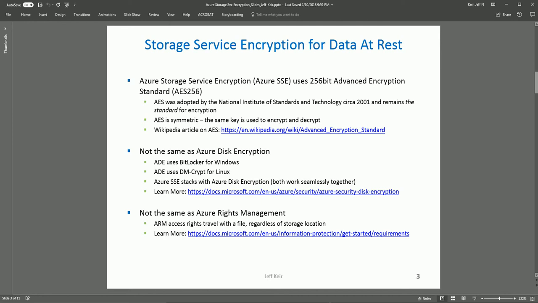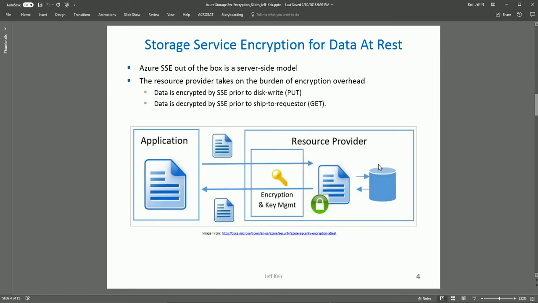Rights management follows the file wherever it goes. It assumes that there's some mechanism by which you can authenticate to a rights management service and actually have access to the contents of the file. Storage service encryption is literally encryption for data at rest. Here's a pretty picture showing what data at rest encryption looks like in this context.